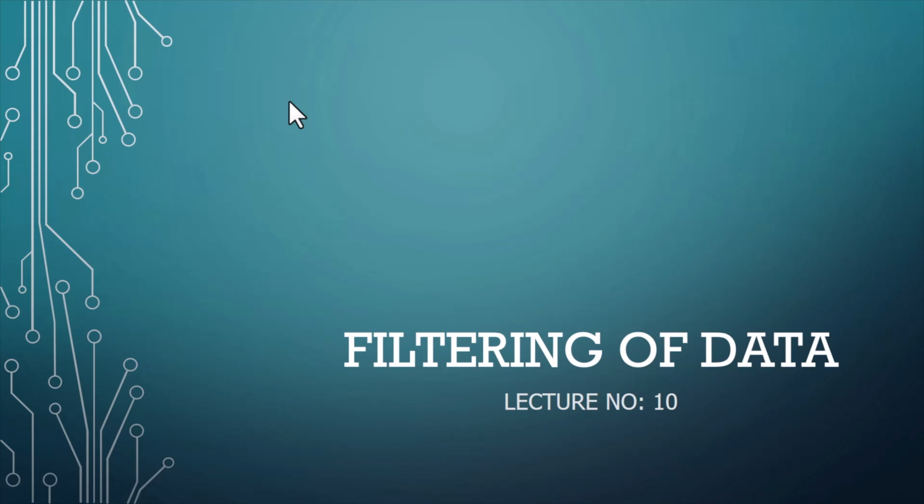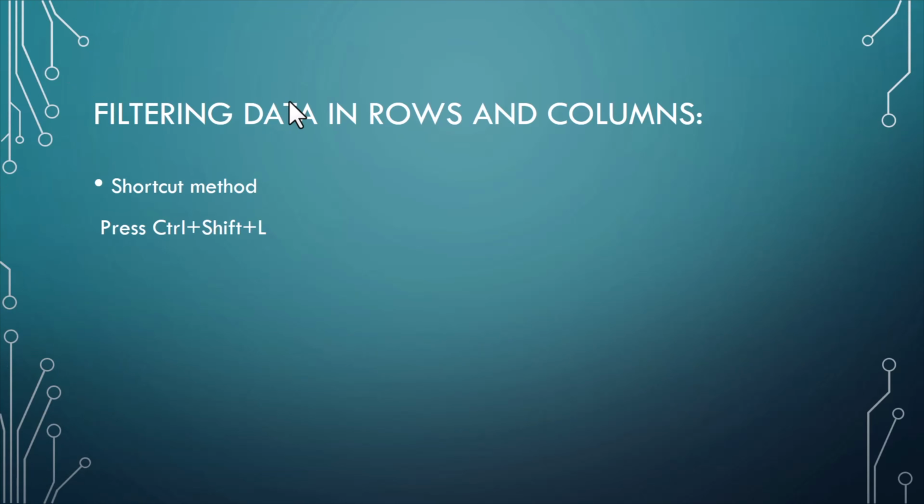Hello everyone, this is lecture number 10, filtering of data. So basically we have two methods to filter our data. First is the shortcut method. We just need to press Ctrl, Shift and L from our keyboard to apply filters to every column that we have in our file. So for that, let's do that on the Excel.